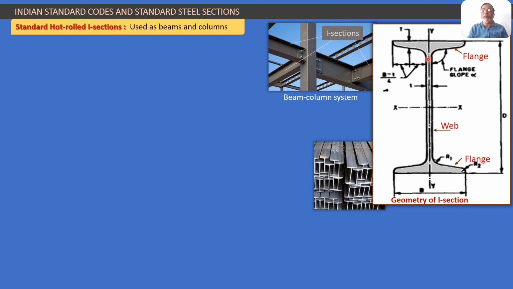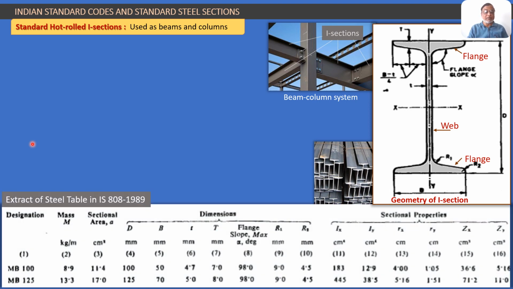Now you see some curvatures also here. So this is the x-axis of symmetry, this is the y-axis of symmetry. So the I section is symmetrical about its x-axis as well as y-axis.